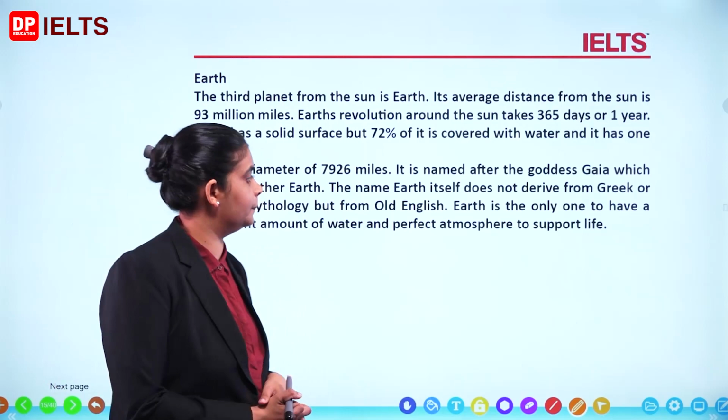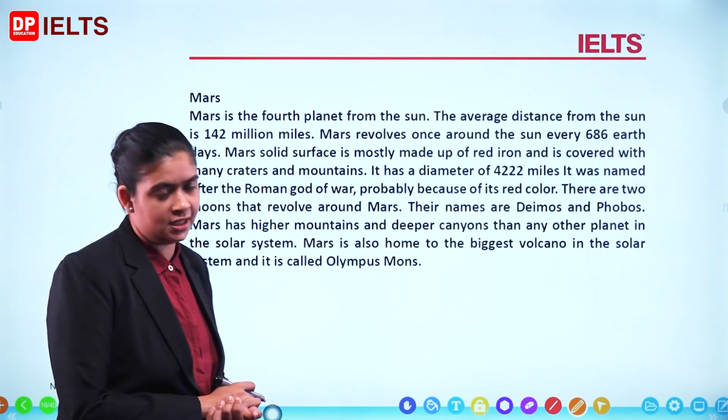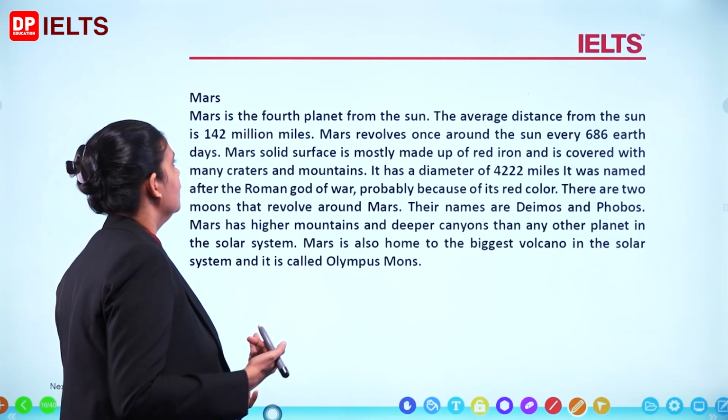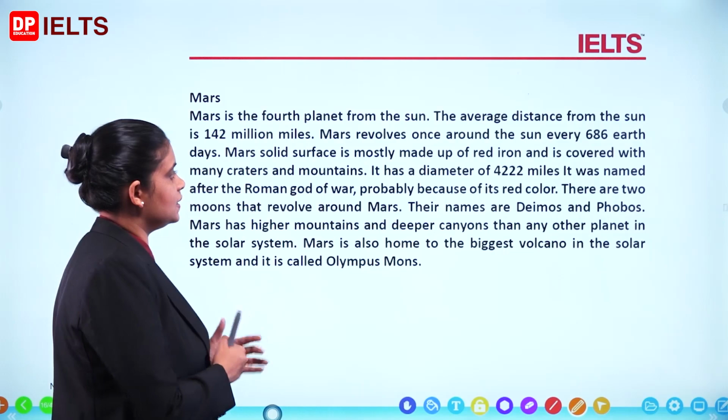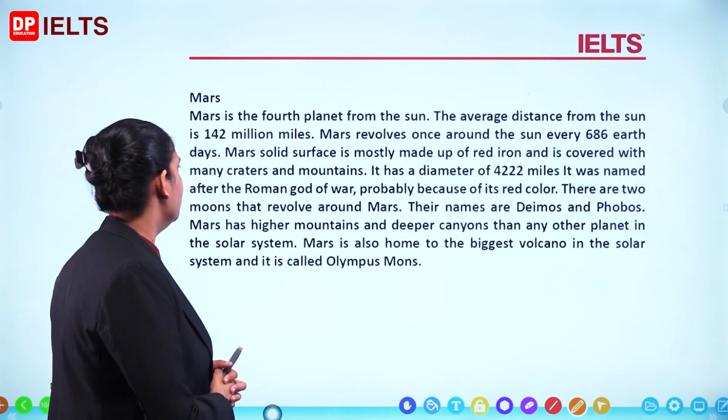Mars කියලා කියන්නේ හතරවෙනියට තියෙන ග්‍රහ ලෝකය. ඉරේ ඉඳන් සාමාන්‍යයෙන් ගත්තොත් මිලියන 142ක් මයිල්ස් පමණ තියෙනවා. Mars ඉර වටා යන්න පෘථිවි දින 686ක් විතර ගන්නවා. Mars වල solid surface එකක් තියෙනවා. ඒක හැදිලා තියෙන්නේ රතු පාට iron, red iron කියන එකෙන්, සහ ආවරණය වෙලා තියෙනවා කඳු වලින්.